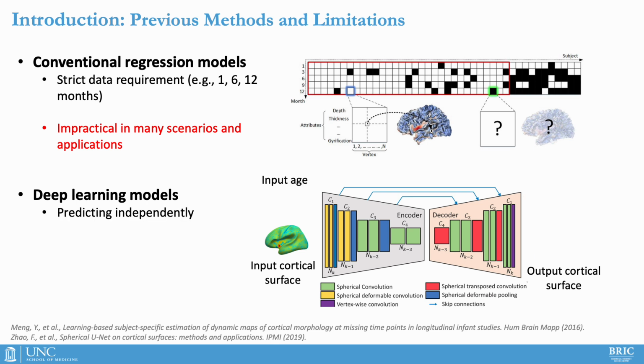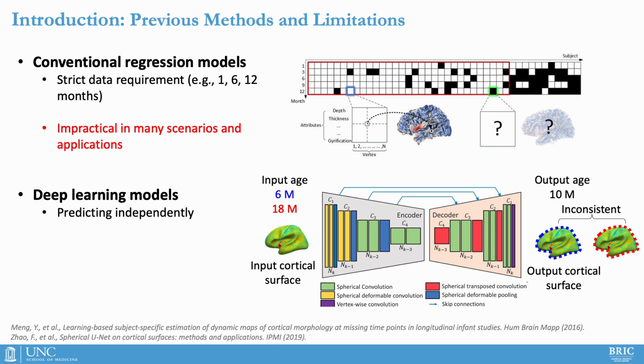For example, for an individual, we have the cortical surface at 6 months, and we can get a predicted cortical surface at 10 months. And based on another cortical surface at 18 months, we could also get a prediction at 10 months. There must be an inconsistency between the two predictions due to model errors. But the most important reason is that predicting independently ignores the intrinsic relationship, such as the temporal consistency between longitudinal scans.